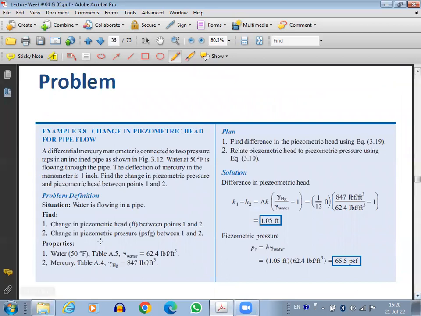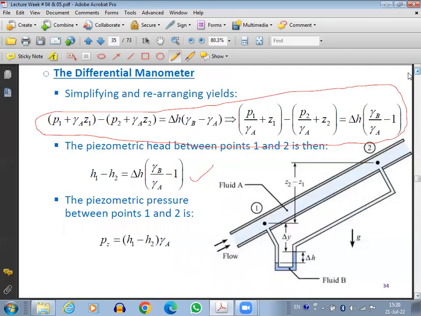In case of a problem related to the differential manometer, this formula will be provided to you in the exam, without the description of what is H1, what is H2. So you should know. The idea is that you don't need to memorize the formula, but you have gone through it, so you know what the terms are.